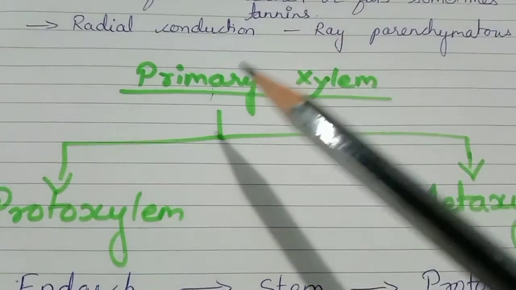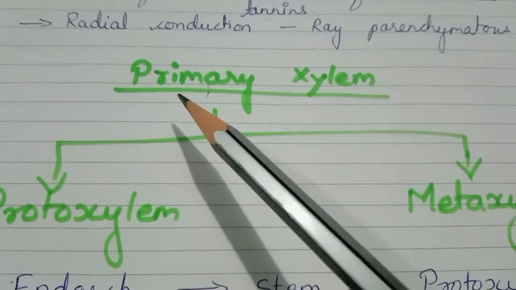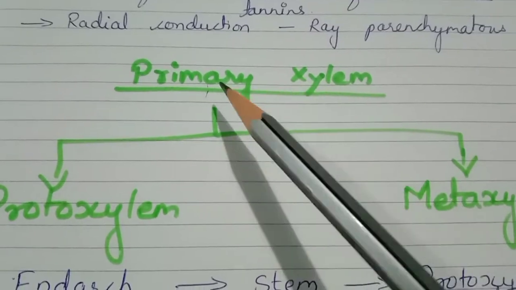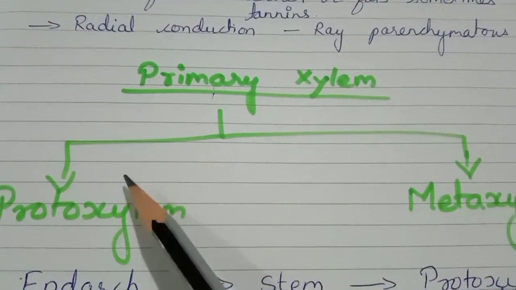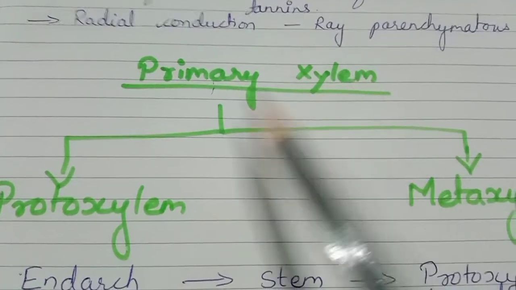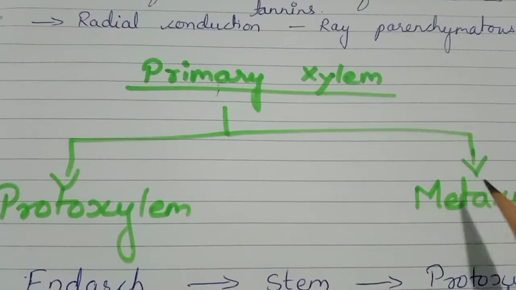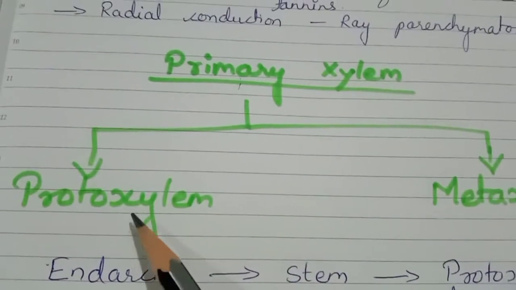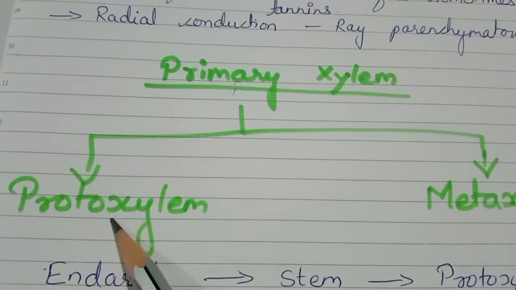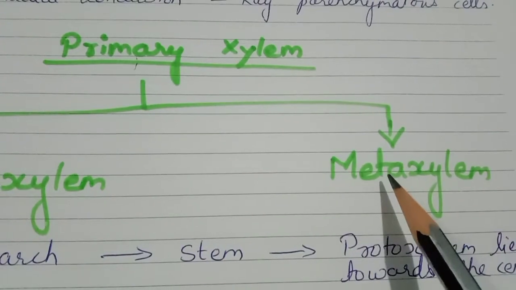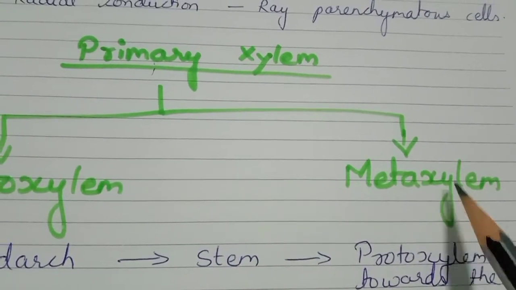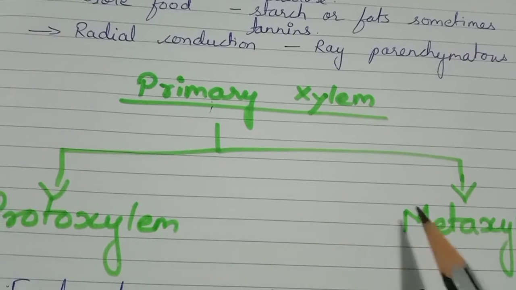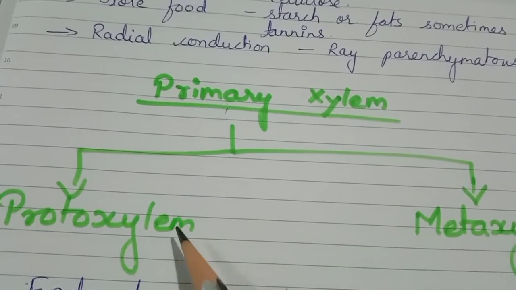As we are discussing xylem, we shouldn't forget primary xylem. Primary xylem is of two types. That means initial xylem. It is of two types: protoxylem and metaxylem. Now, protoxylem is the first formed xylem, and the later formed is metaxylem. Now, because of the arrangement of these two, we can differentiate stem and root.